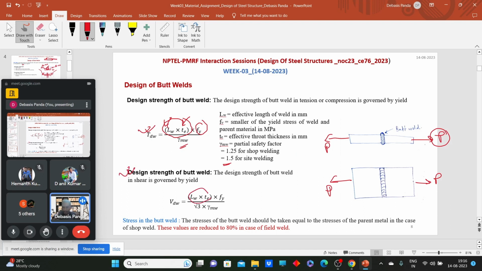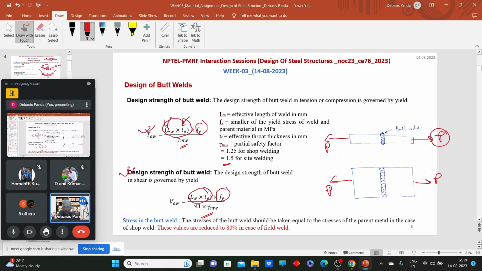So for shear, this is the effective length, this is your strength, and some factor of safety. So here we come to know. Now remember one thing: while designing the fillet weld, the design strength of the fillet weld was governed by FU, not FY. So here we have the basic difference. The design strength of the butt weld is governed by the yielding, but the design strength of the fillet weld is governed by the ultimate tensile strength, or the minimum of the ultimate tensile strength of the parent material and the deposit material, whatever it is.